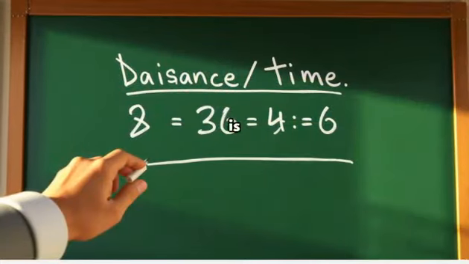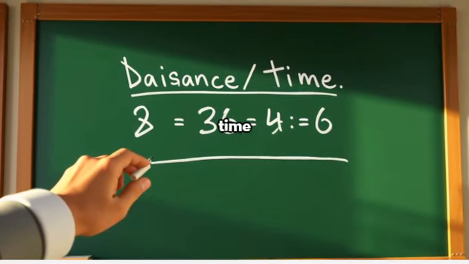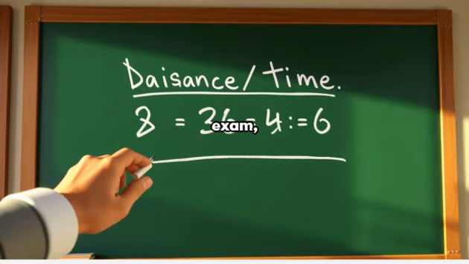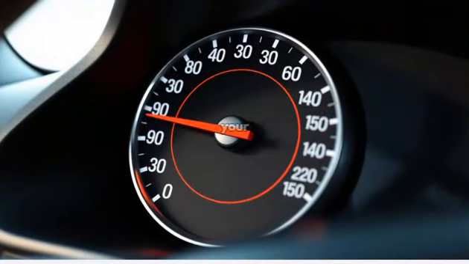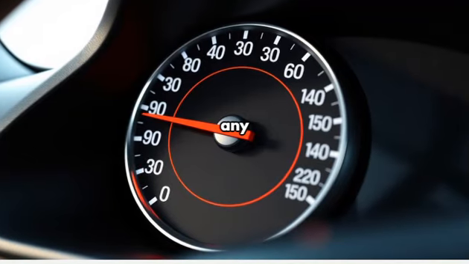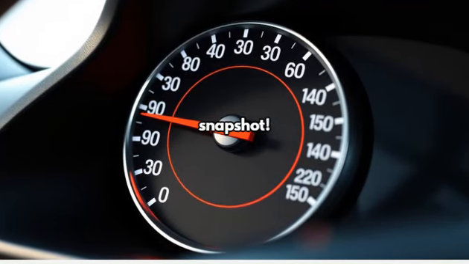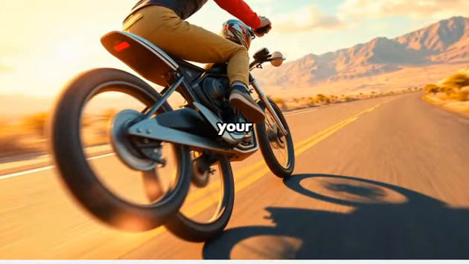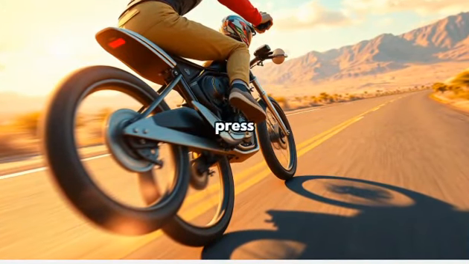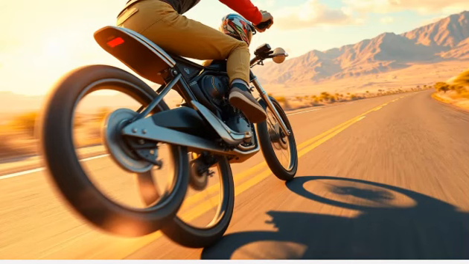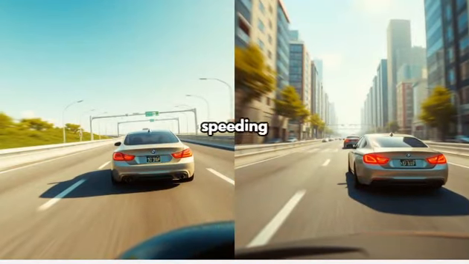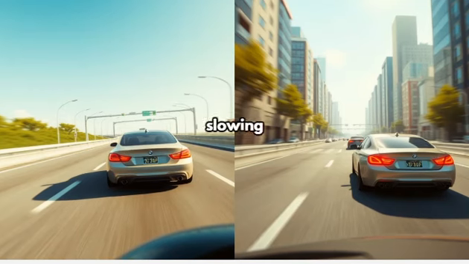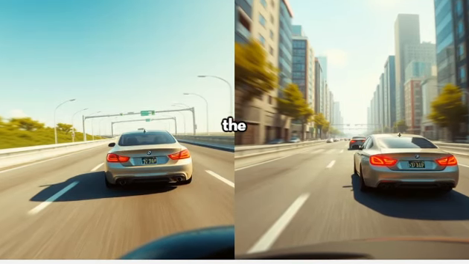Average speed is total distance divided by time. Easy math for your exam, right? Instantaneous speed? That's your speedometer's reading at any exact moment, like a snapshot. Acceleration shows how your velocity changes, like when you press the gas pedal in your bike. Positive acceleration means speeding up, negative means slowing down, like hitting the brakes.